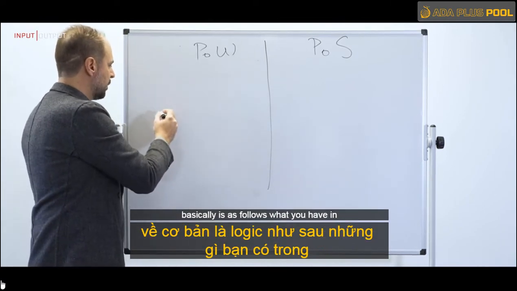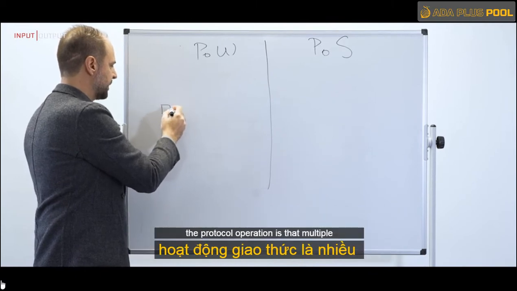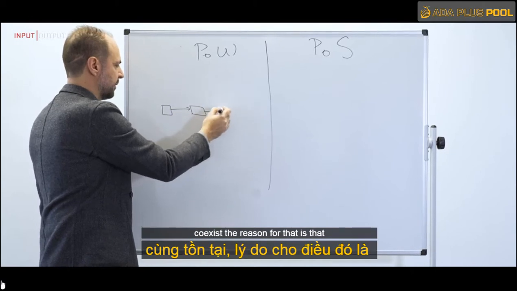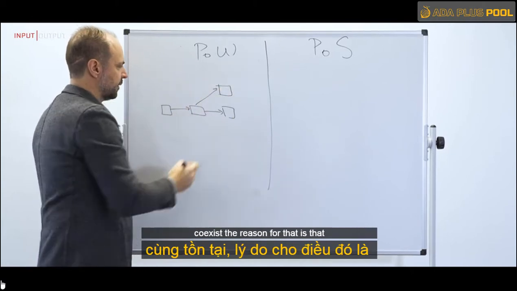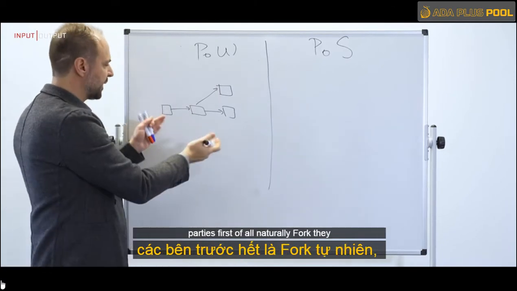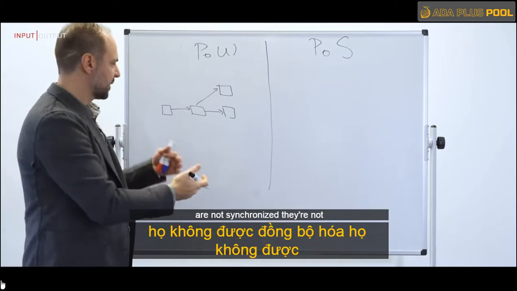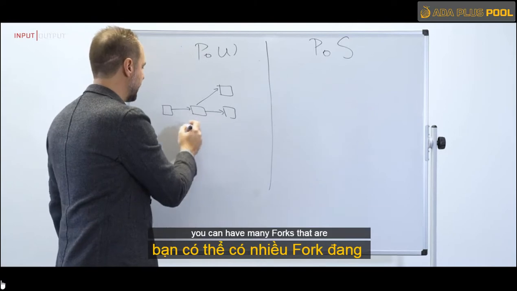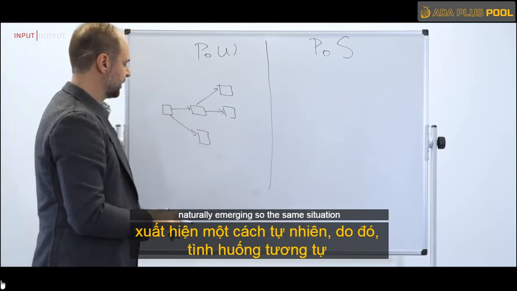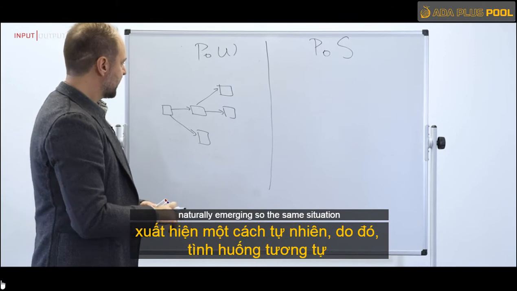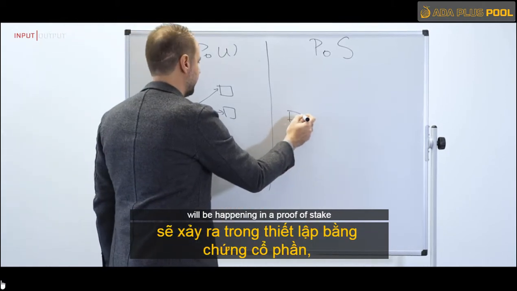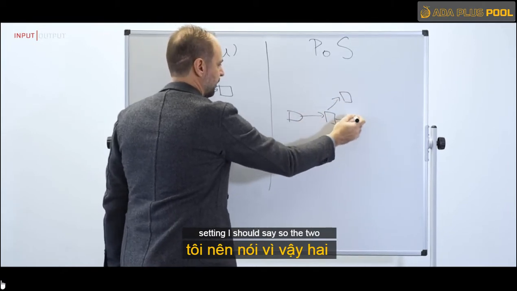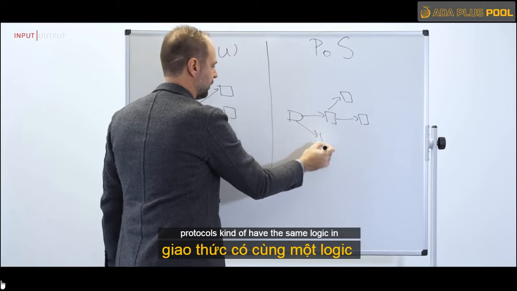So in the case of Bitcoin, the logic basically is as follows. What you have in the protocol operation is that multiple blockchains coexist. The reason for that is that parties, first of all, naturally fork. They're not synchronized, they're not coordinated, they don't run this protocol in a coordinated fashion. So you can have many forks that are naturally emerging. The same situation will be happening in a proof of stake setting, I should say. So the two protocols kind of have the same logic.